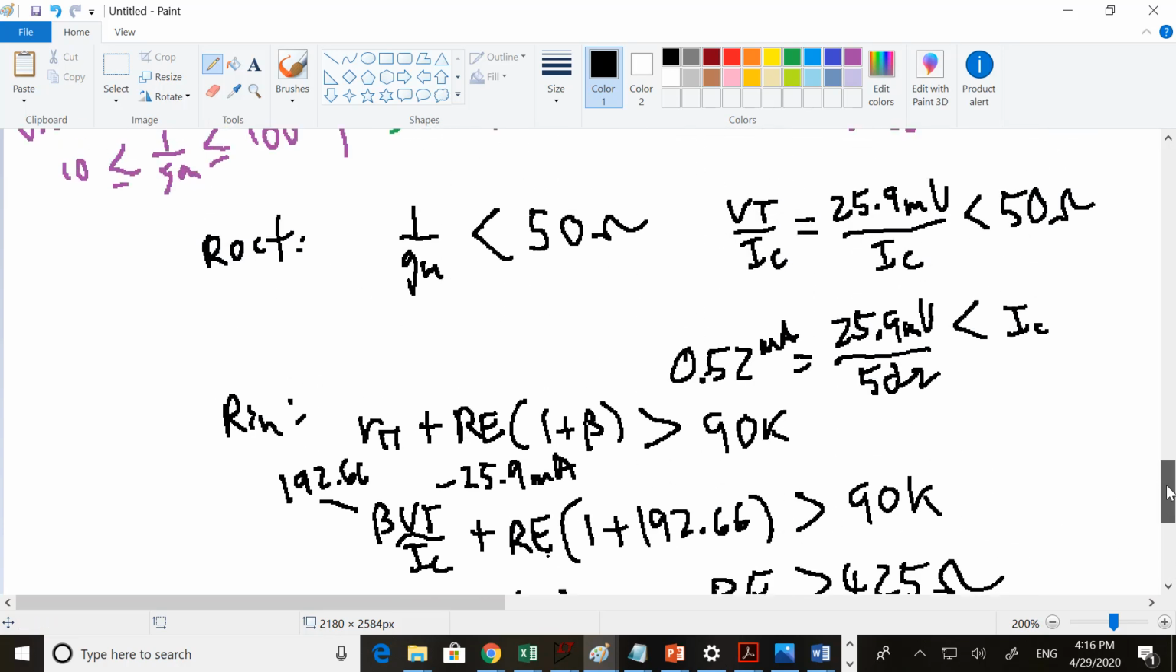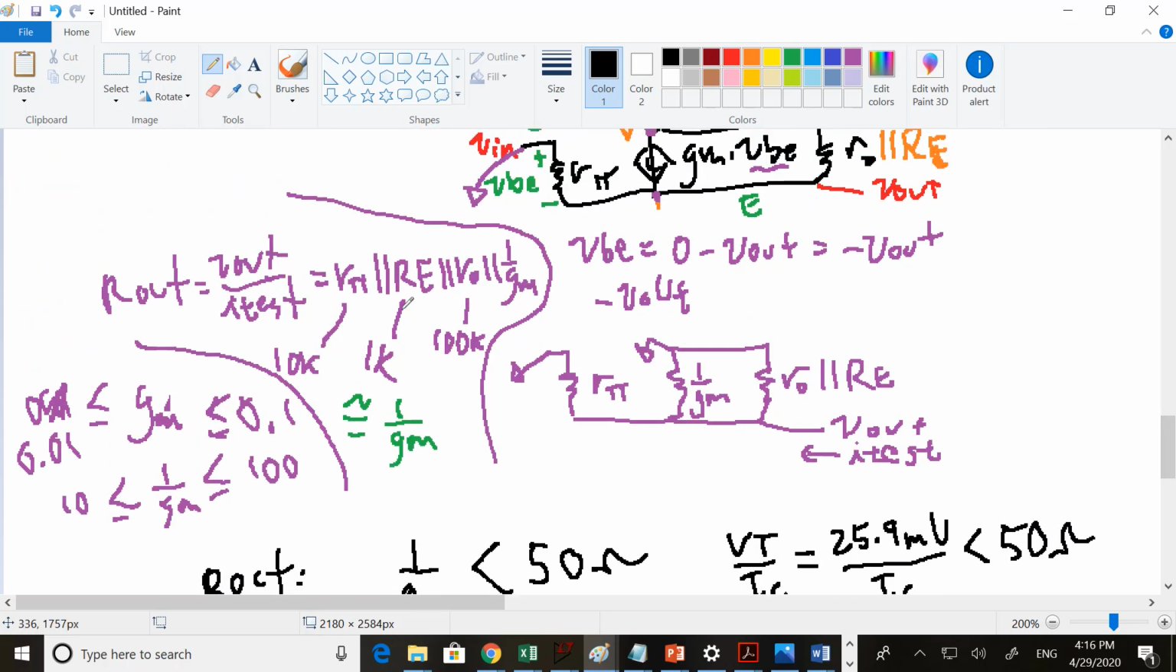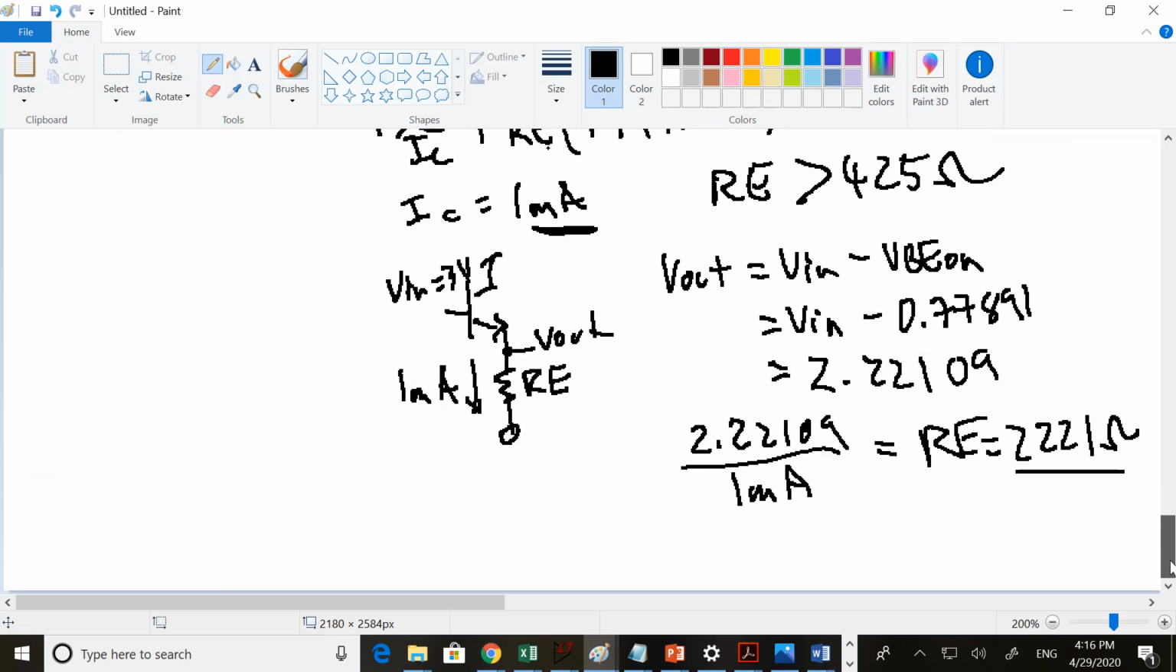And now if you go back up to our approximation we did up here, this RE was actually 2K. And so your 50 ohms in parallel with any of these just dominates, and the 1 over GM was a good approximation. And that's how you design from specs to design.